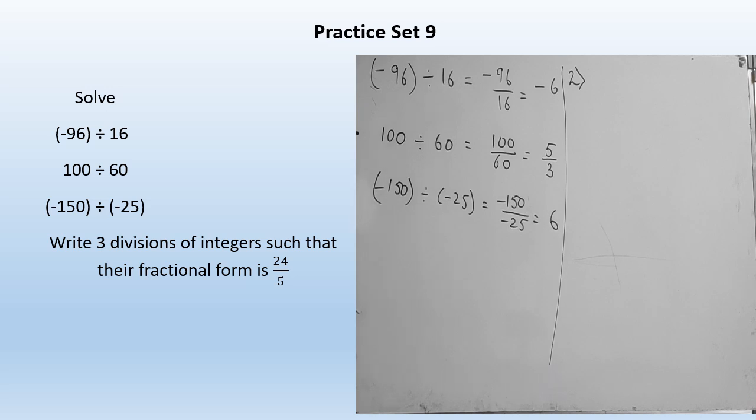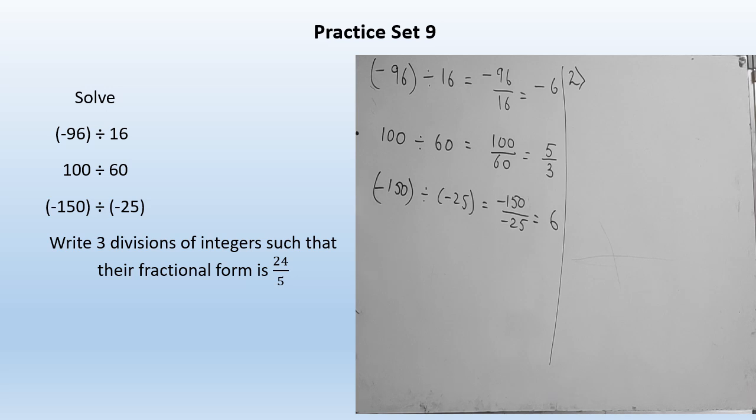Now they are asking us to create questions like these. So every time when we divide the two integers, the answer you get is 24 upon 5. Understood? So you have to take two integers such that if you divide the two integers, the answer you are going to get is 24 upon 5.